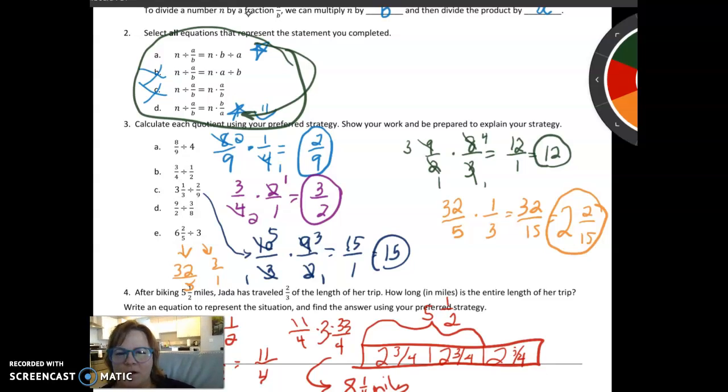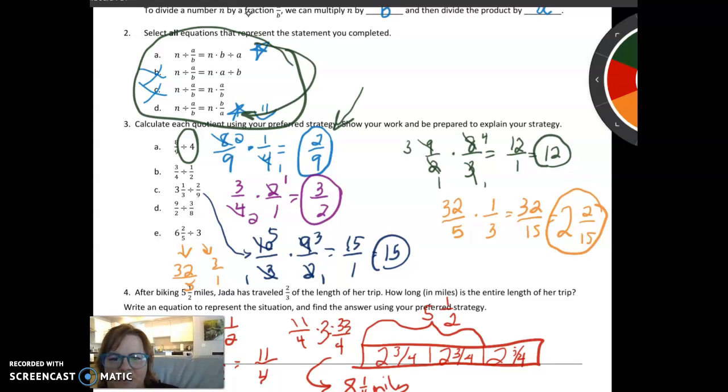8/9 divided by 4, well, we're going to think of 4 as 4 over 1. So it's 8/9 divided by 4 over 1, but we're going to change that to a multiplication problem and multiply this second number by the reciprocal. So it becomes 8/9 times 1/4, which leaves us with 2/9. 3/4 divided by a half becomes 3/4 times 2 over 1, or 3/2, also known as 1 1/2.